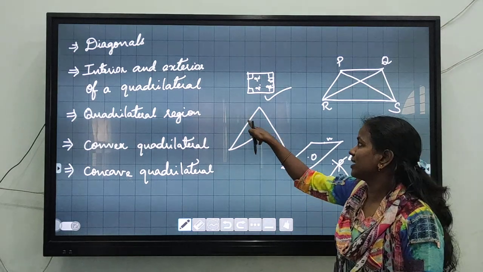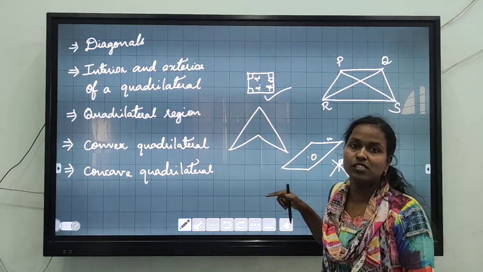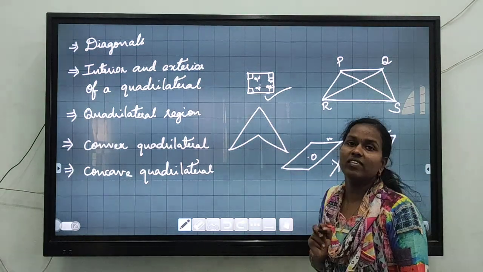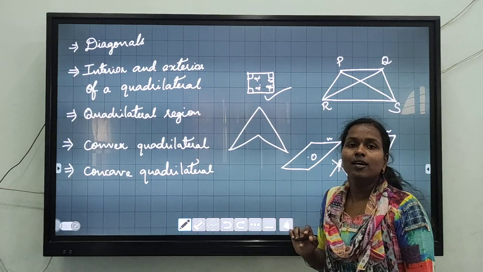How? It has 4 sides: 1, 2, 3, 4. It has 4 sides and this figure is closed and all the sides are made up of line segments. So this is also a quadrilateral.